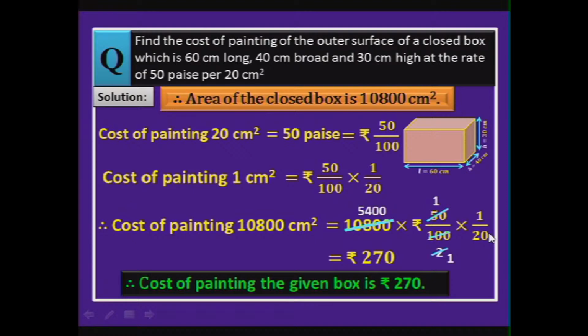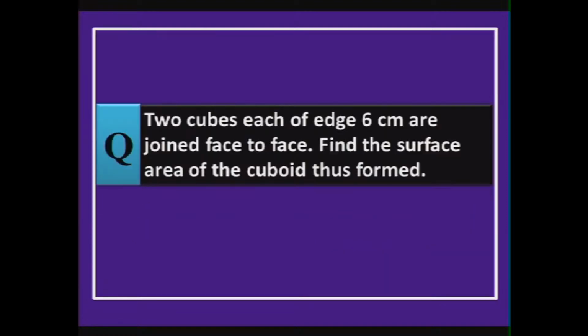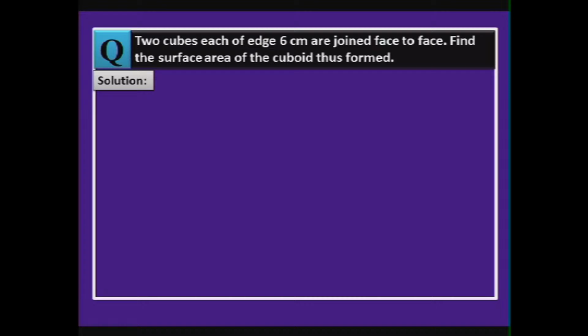Let us move on to our next problem. 2 cubes, each of edge 6 centimeters, are joined face to face. Find the surface area of the cuboid thus formed. Let us start with the solution, children.